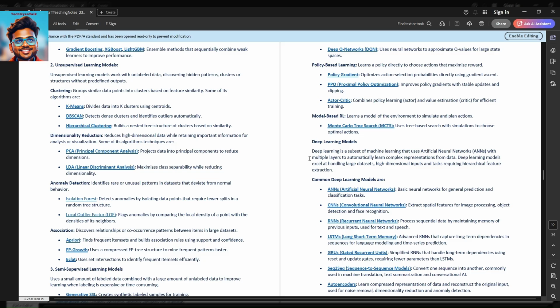And model-based RL learns a model of the environment to simulate and plan actions. Here we use Monte Carlo Tree Search (MCTS), which uses tree-based search with simulations to choose optimal actions.